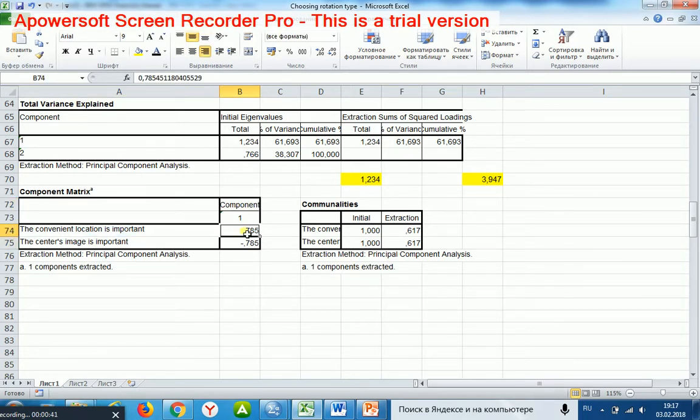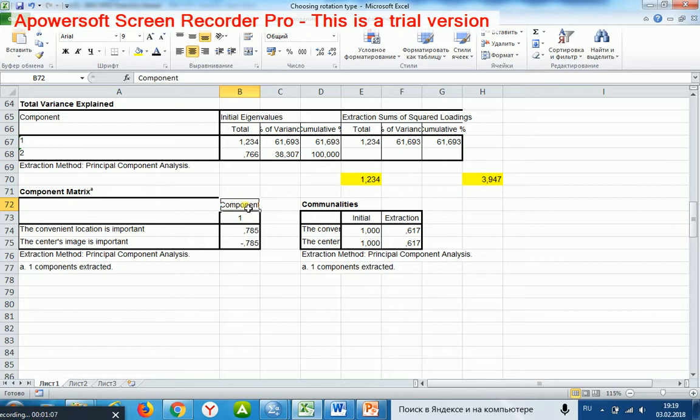When interpreting, the higher the importance of convenient location, the higher the value of the component. In contrast, the higher the importance of the center's image, the lower the component's value.